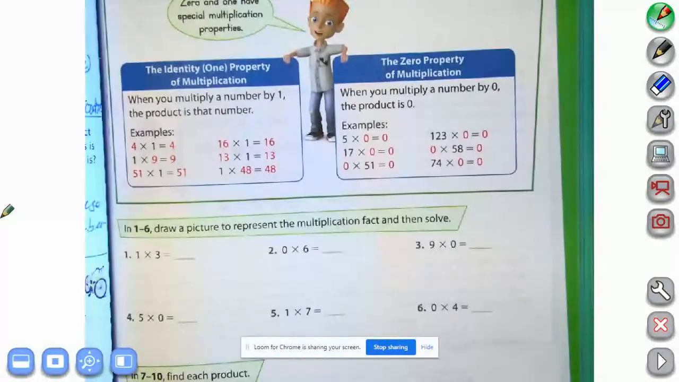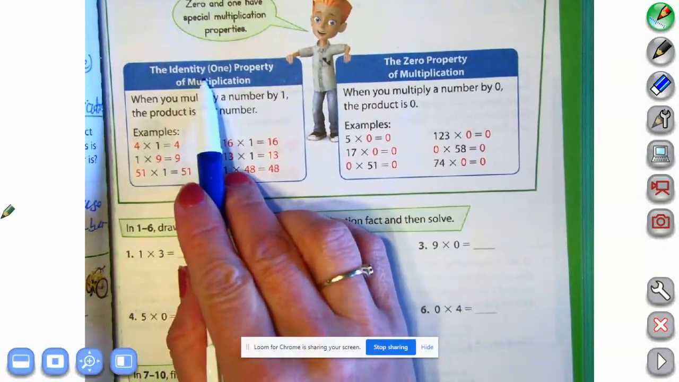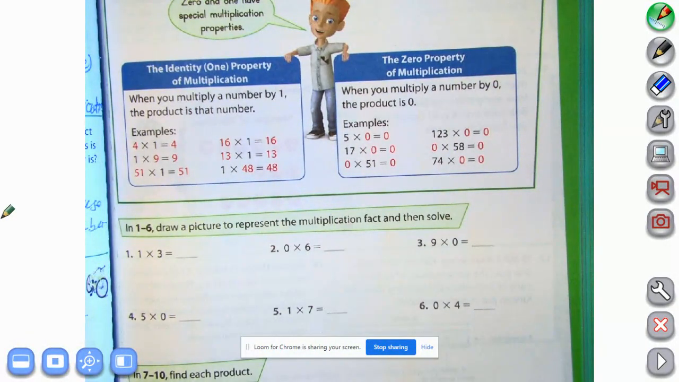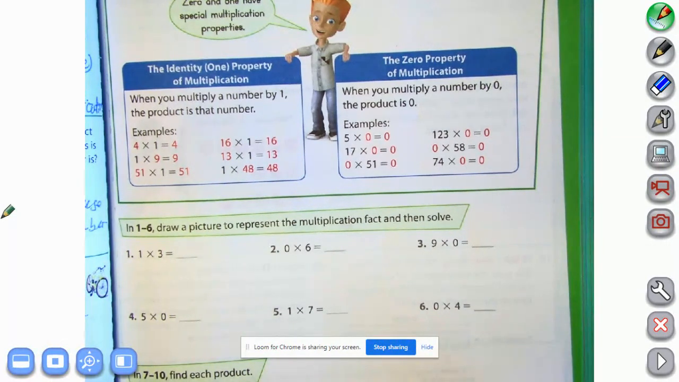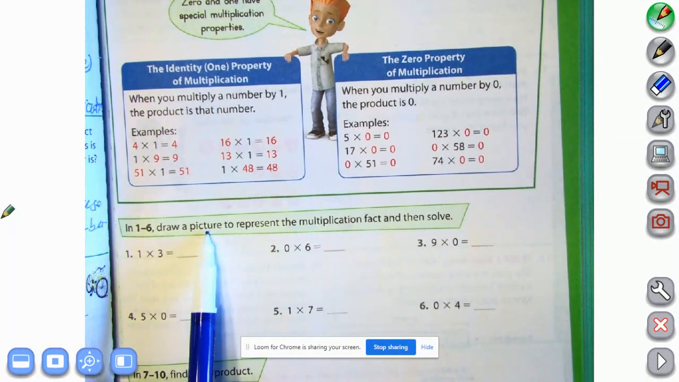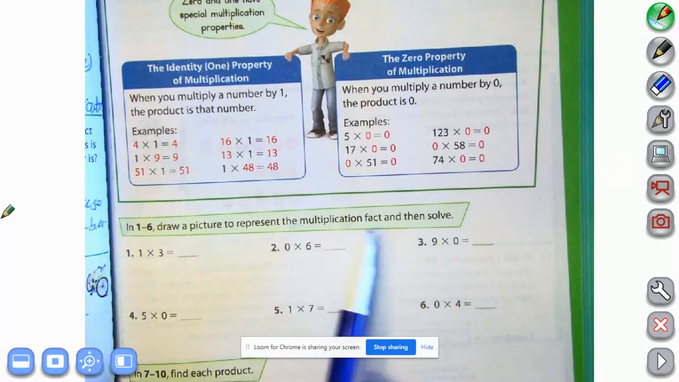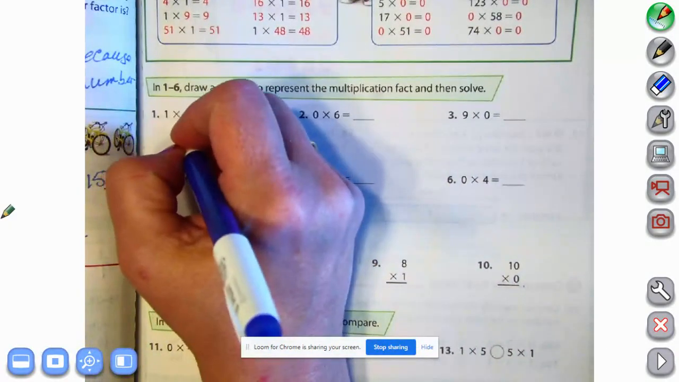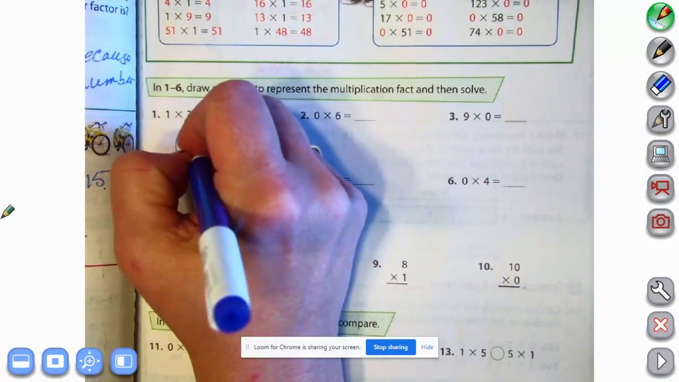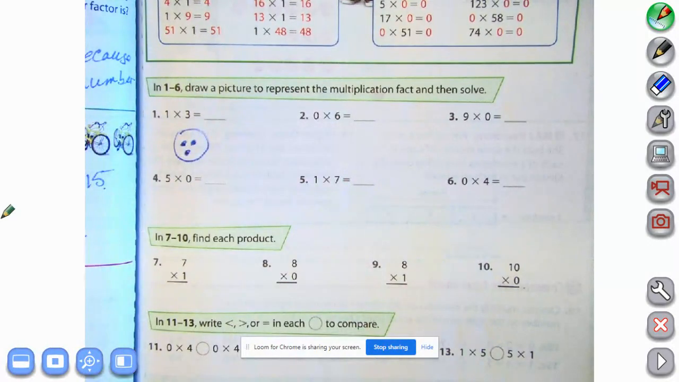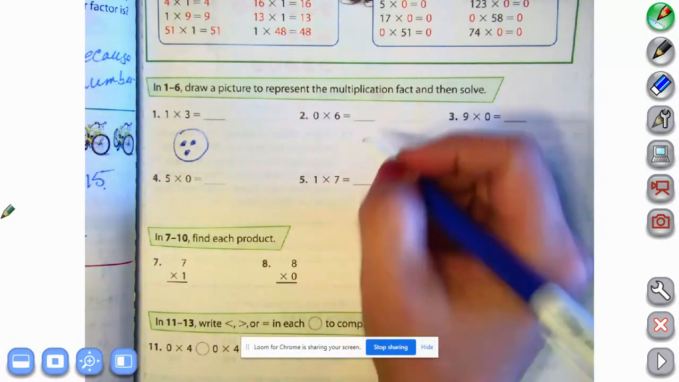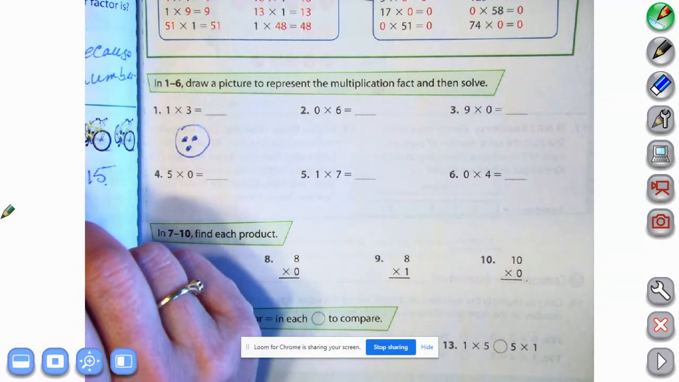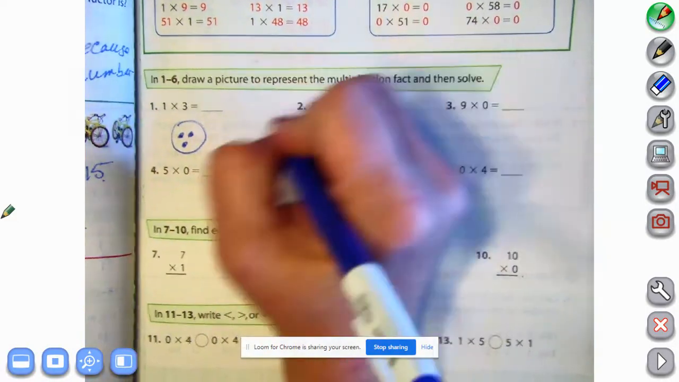So at the top of our homework page, it's got the identity property, the 1 property, and the 0 property of multiplication. And it shows you examples of how those work. So you can use those to do your problems on here. It says in numbers 1 through 6, draw a picture to represent the multiplication fact and then solve. So one group of 3 would be one group of 3. 0 groups of 6. Well, can't draw anything there because what is 0 times 6? It's 0.